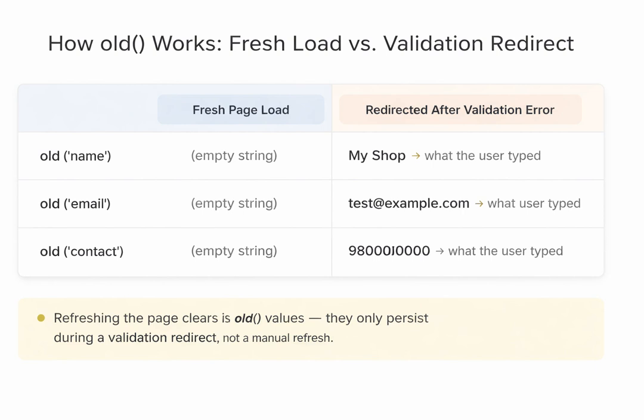The instructor also makes an important clarification. If the user manually refreshes the page, those old values are gone. They only survive during the immediate redirect from a validation failure.